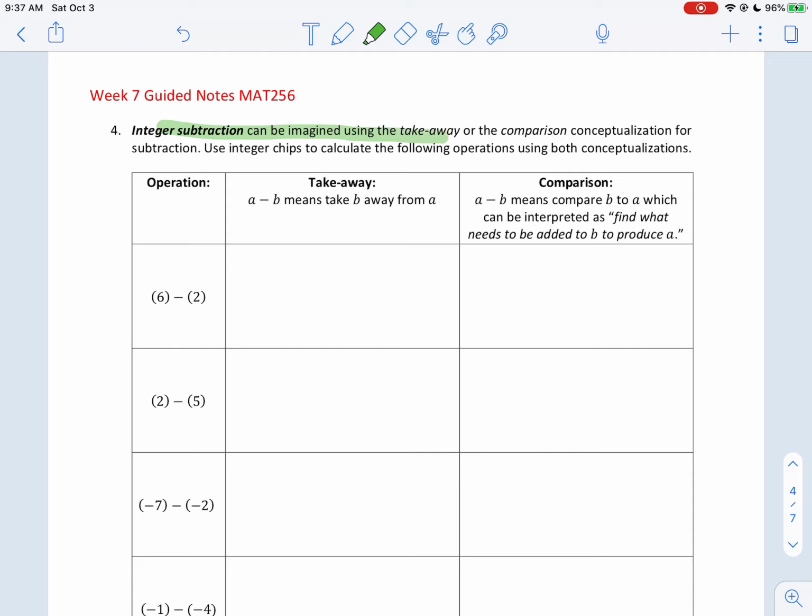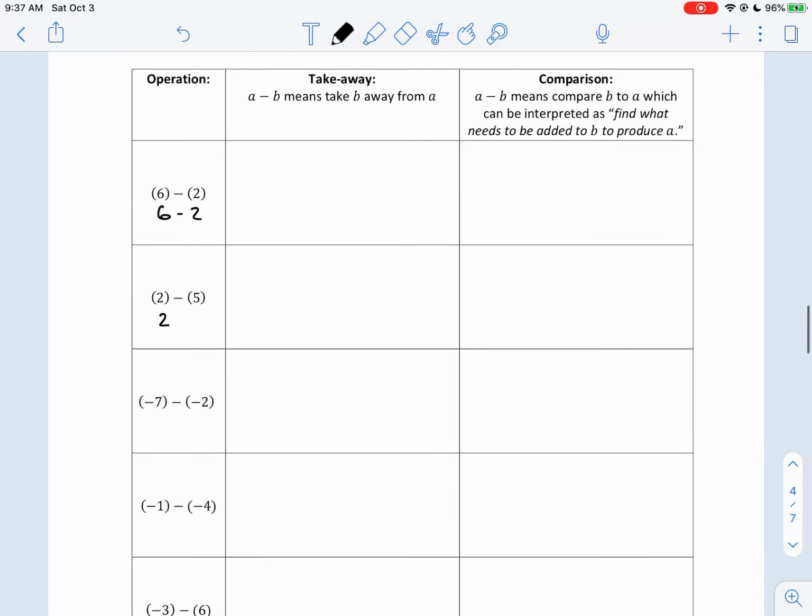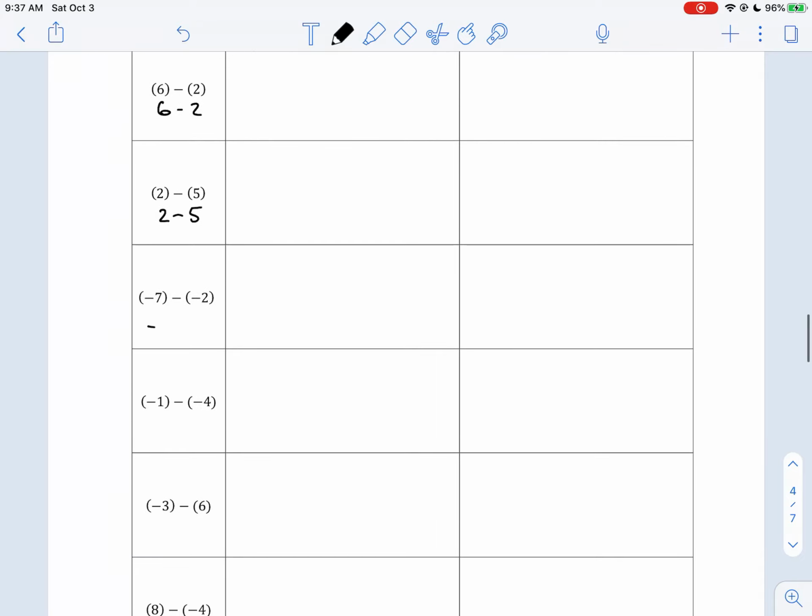Integer subtraction can be imagined using the takeaway or the comparison conceptualization for subtraction. Use integer chips to calculate the following operations using both conceptualizations. Okay, so let's start with something that's familiar. And notice my convention here. I'm putting both numbers in parentheses still. It's very common that you will not see either number in parentheses. So this one will look like 6 minus 2. Down here, you'll see 2 minus 5. And down here, you'll see -7 minus -2. You can see why it starts to become cumbersome, and it looks weird when you see -7 minus -2.